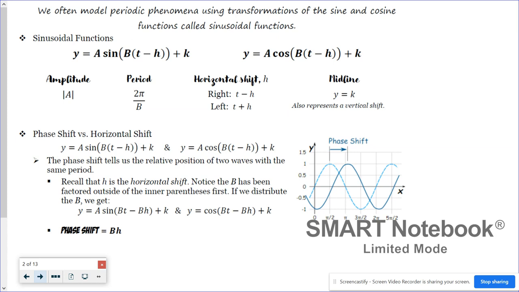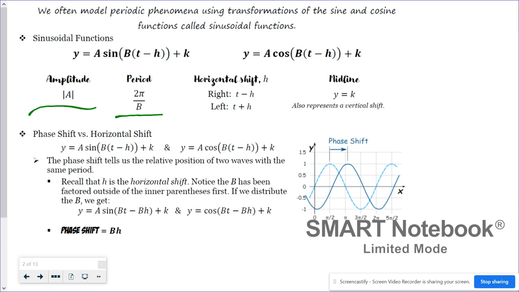So we can model periodic phenomena using transformations of the sine and cosine functions, and we call these sinusoidal functions. So notice that our function formulas have gotten a little bit longer. Okay, so A and B, we are familiar with the values of A and B. The absolute value of A is your amplitude. B can be used to find the period. So we go 2 pi divided by B, and that tells us the period, the length of one cycle in the graph.